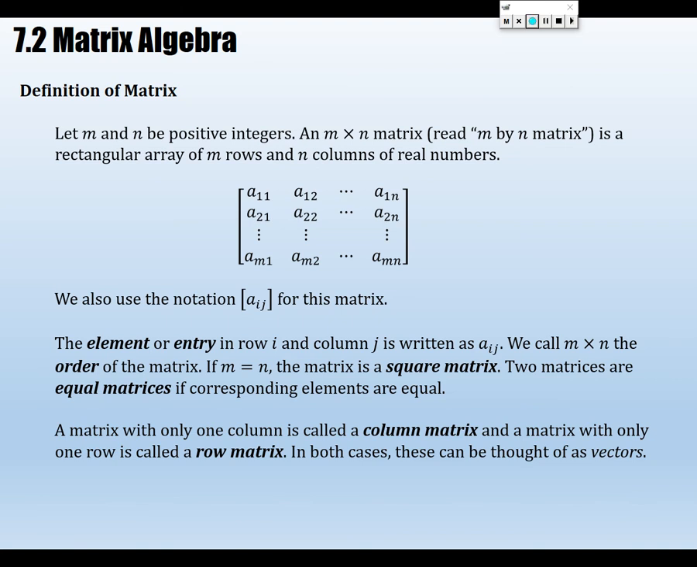Column matrix is one that only has one column. Row matrix is one that only has one row. In both of those cases, those two things in particular could be thought about as vectors, which is some foreshadowing that there are a lot of connections to be made with the rest of this unit. So if you have a one-dimensional matrix, we're really going to be talking about a vector.